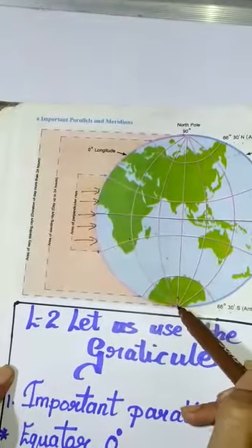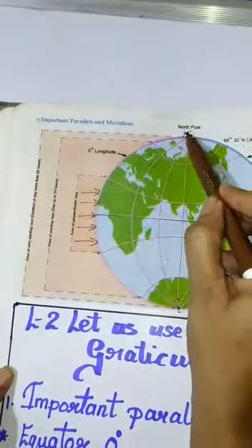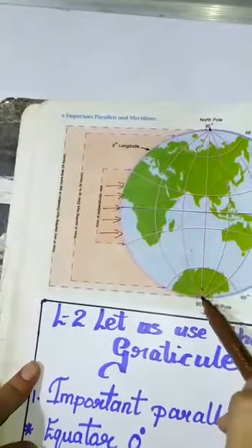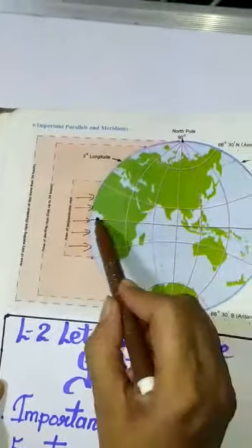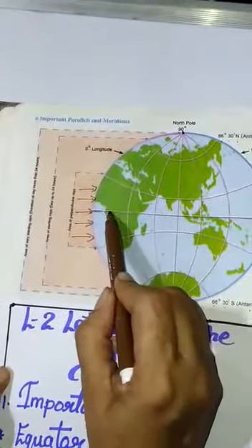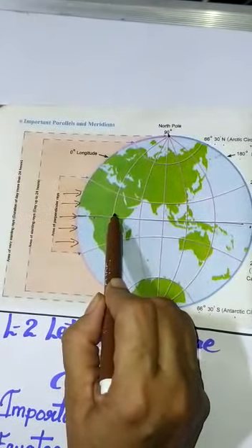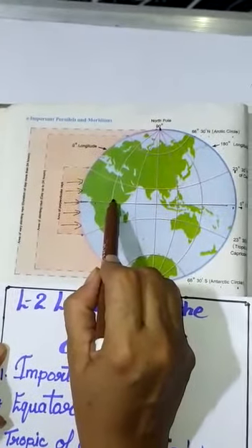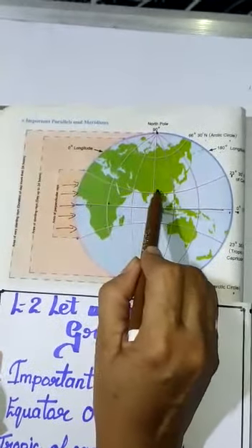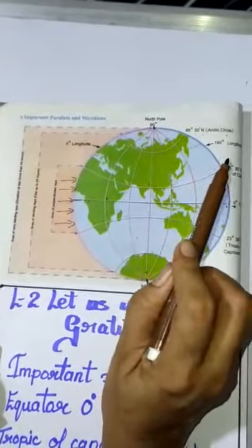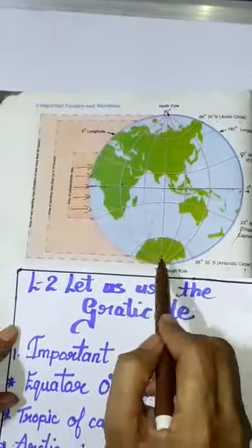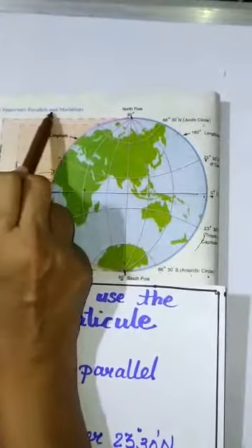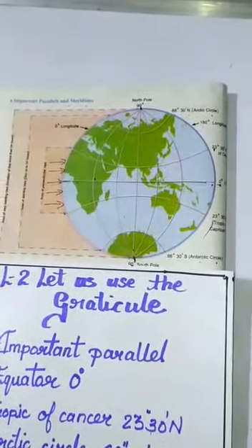At this point, the South Pole and the North Pole, there is the frigid zone. We call it a frigid zone at the area where it is very cold. Here at the equator the temperature is hot, so it will be the torrid zone, and over here it will be the temperate zone. Okay children, so this is the diagram of distribution of heat of our important parallels and meridians. Okay children, thank you.